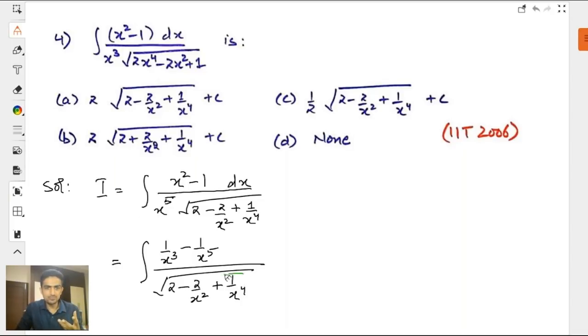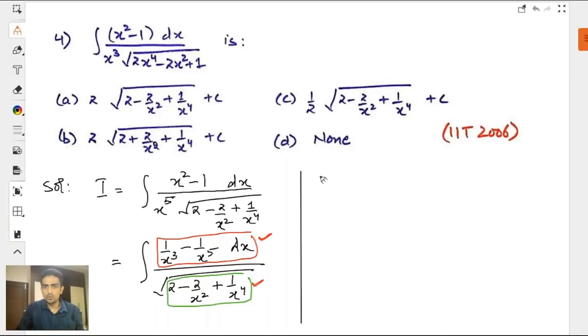Guys, don't you feel that happiness when you see this and the numerator together? Don't you think this can easily be the derivative of this? I too can easily see 1 by x square's derivative will be like 1 by x cube. 1 by x power 4's derivative will be something like 1 by x power 5. So without wasting any moment, I'll straight away put 2 minus 2 by x square plus 1 by x power 4 equal to t. Try to see. Minus 2 by x square's derivative will be x power minus 3, so 4 by x cube.